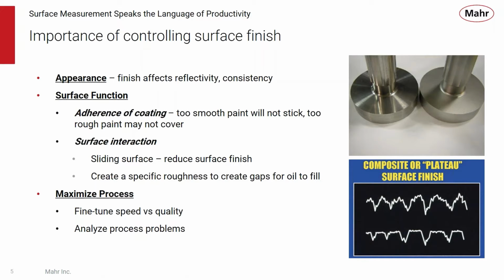And it helps us to maximize processes. It helps us to fine-tune the speeds and feeds of the machine so that we can get the best production from the cutting tools while still maintaining the surface quality. And if we do find surface problems, that can help us diagnose process problems because there might be something from the machine tool causing the surface finish errors. So lots of reasons to control surface finish.